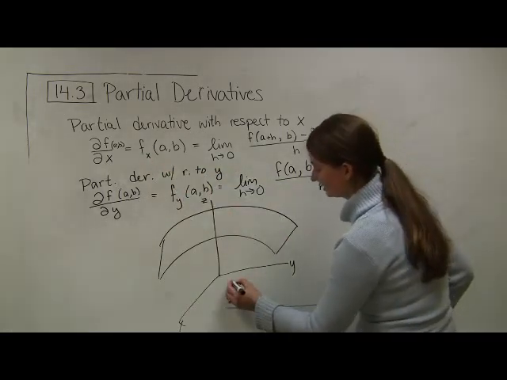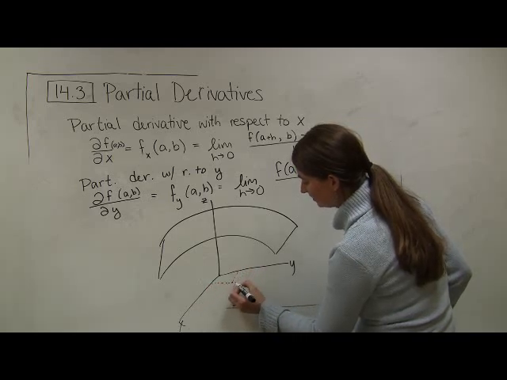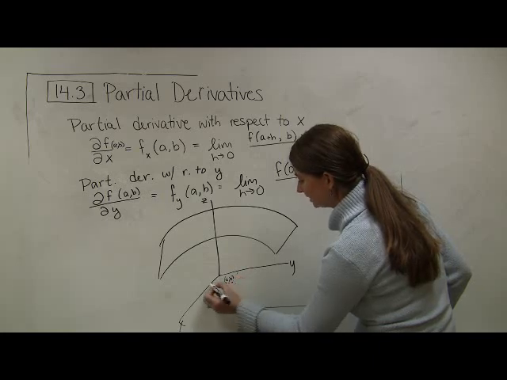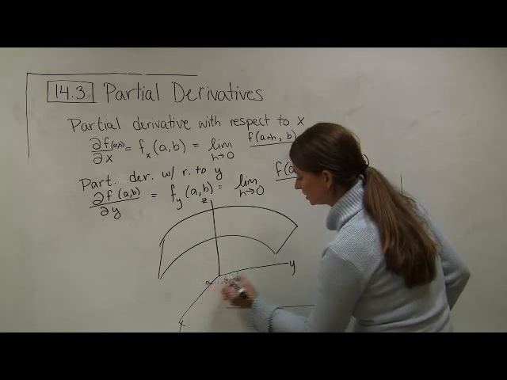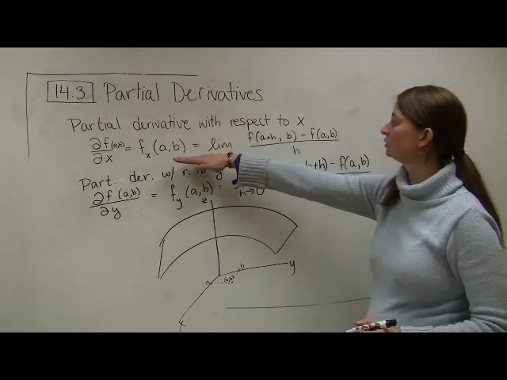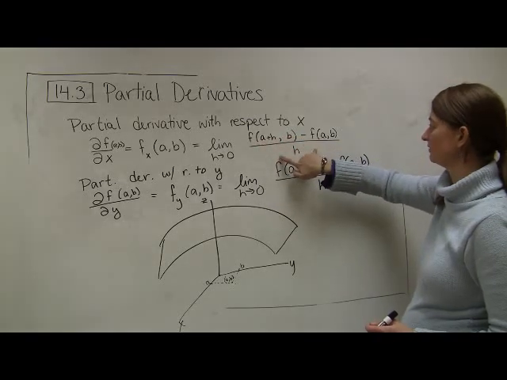So somewhere down here in the xy plane, I have some point. I'll label this point (a, b). So I'm going a in the x direction and b in the y direction. Let's start with the partial derivative with respect to x. Let's analyze what each of these pieces are talking about in this definition.